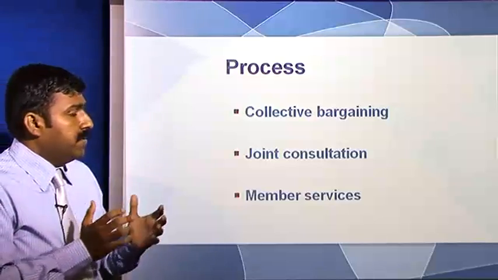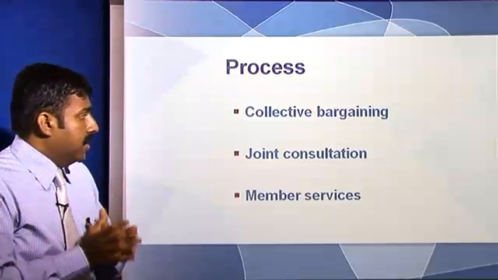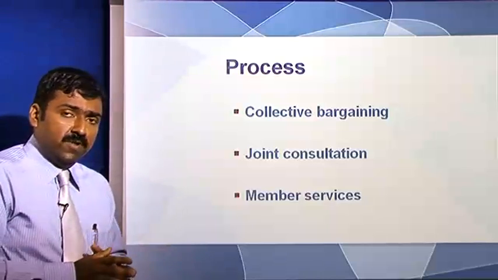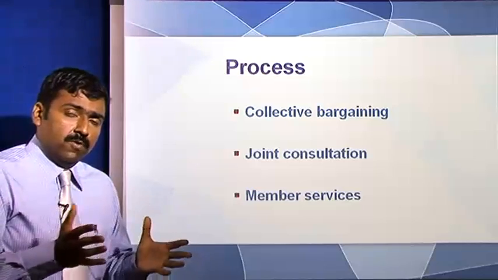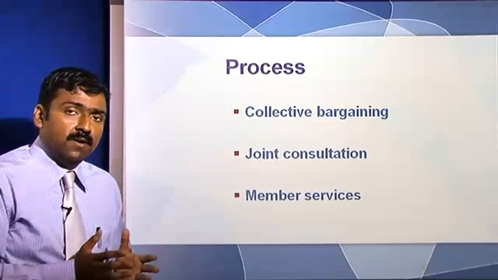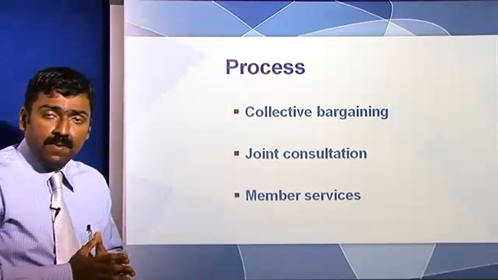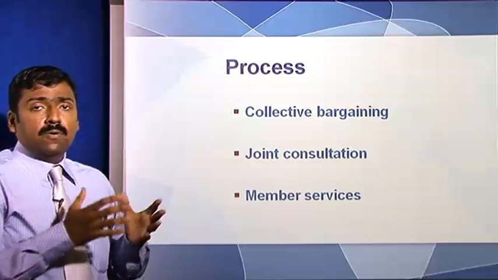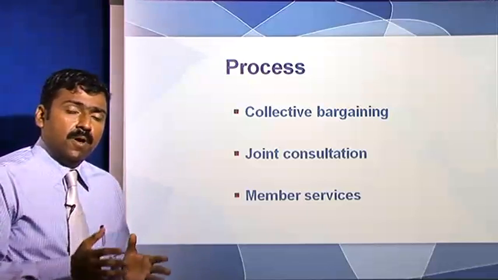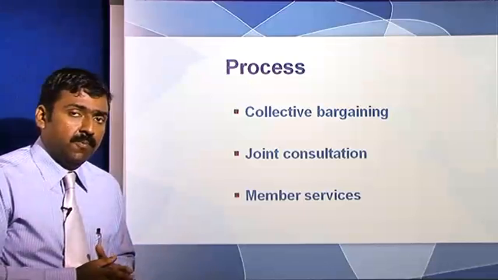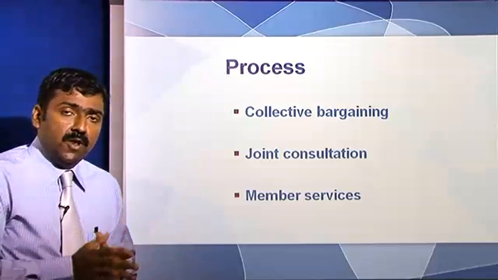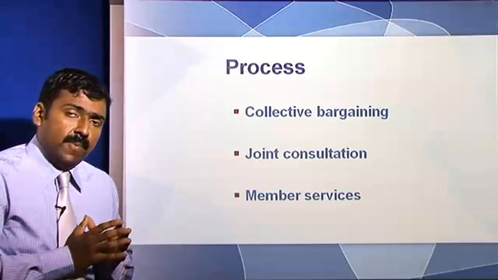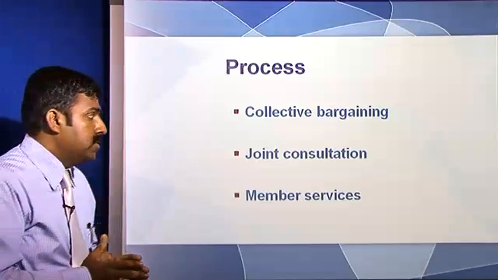Now, what are the different processes involved? Let's take a look at collective bargaining, joint consultation, and member services. Collective bargaining is where employee representatives bring up different issues and what needs to be done to resolve this dispute. They discuss with the management representatives, and they bring about a solution by hosting discussions, bringing up different topics which affect the day-to-day performance or a particular scenario in the industry. So they collectively bargain with the representatives of the management, the employer, and bring about a solution.